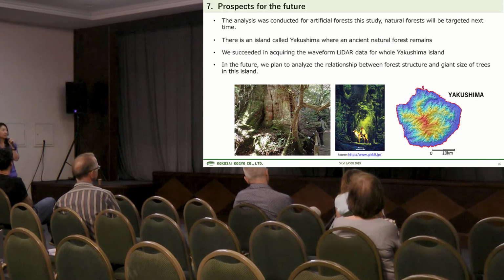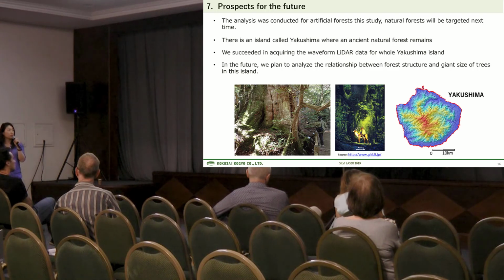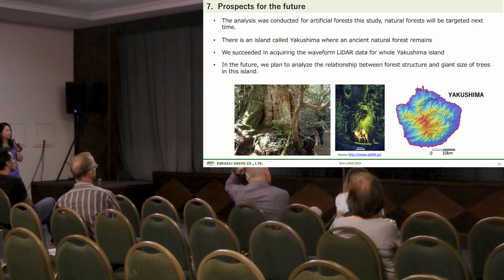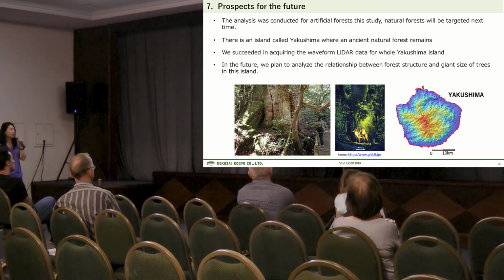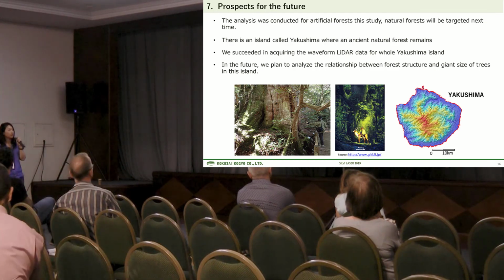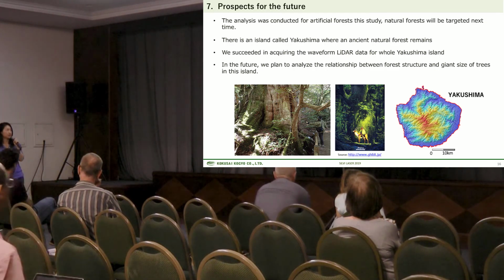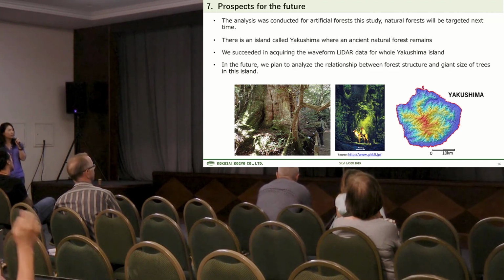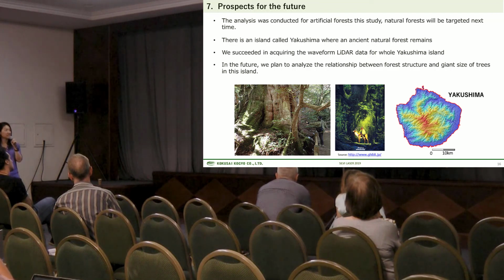The analysis was conducted for an artificial forest in this study, but next time a natural forest will be targeted. There is an island called Yakushima where an ancient natural forest remains. This is the woodland, and this is one big tree. We succeeded in acquiring the waveform LiDAR data for the whole of Yakushima Island. So in the future, we plan to analyze the relationship between forest structure and giant-sized trees on this island.